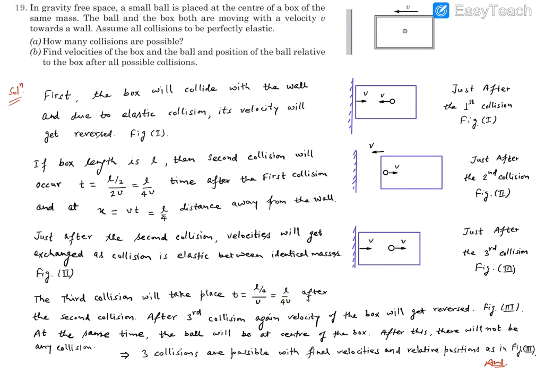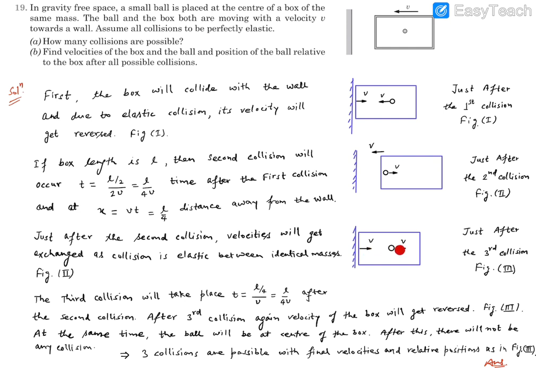In this time, you'll find this ball is going to move forward. By what amount? v into t, we can say. That means L/4. So if it is moving L/4 further and this box wall is coming L/4, this ball is going to reach the center during the third collision. Just after the third collision, the box will get its velocity reversed because this wall is fixed. So again, this box is going to have the velocity v, rightwards, and the ball will be at the center moving towards the right with the same velocity.